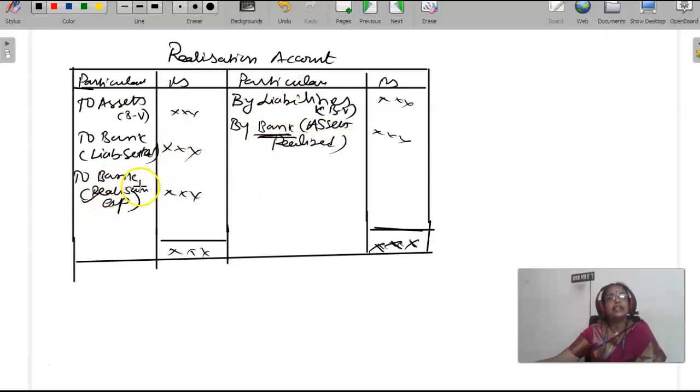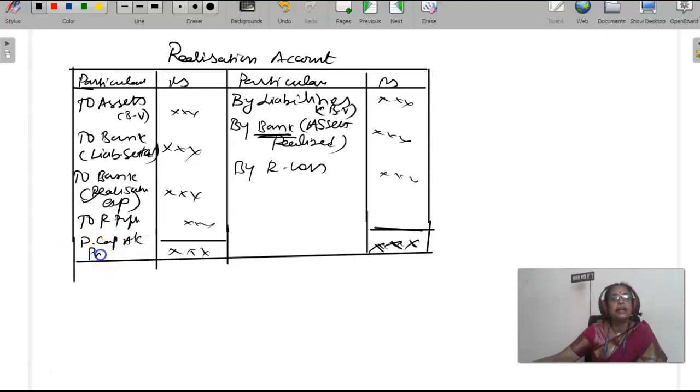This is for realization expenses. This is for settlement of liabilities. This is for assets realized. See, this is a very simple realization account. You may get either realization profit or realization loss. That should be transferred to partners capital account in the profit sharing ratio. So this is the simple realization account format.